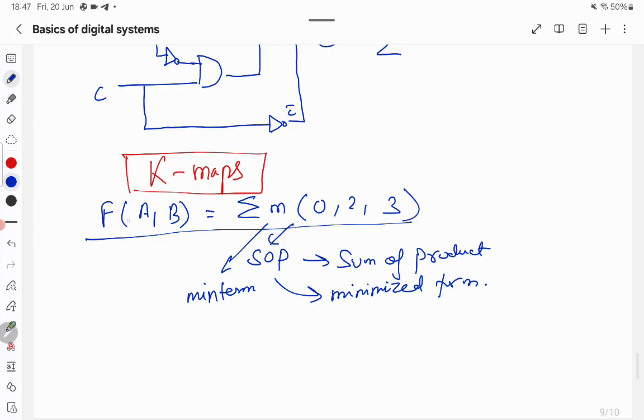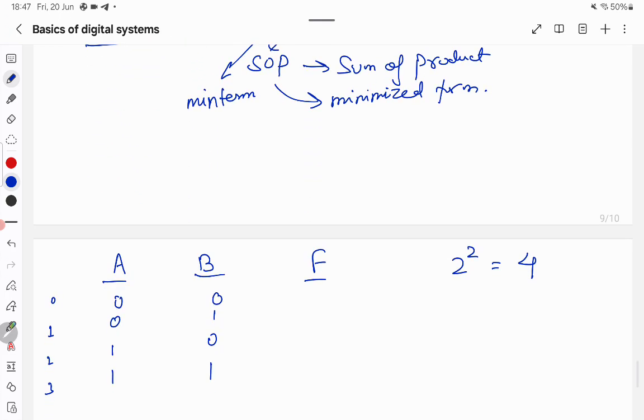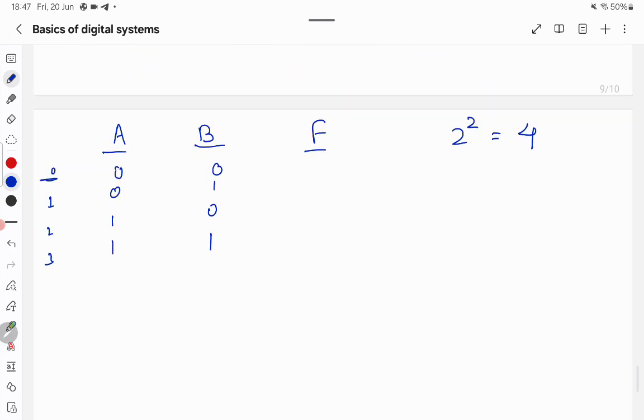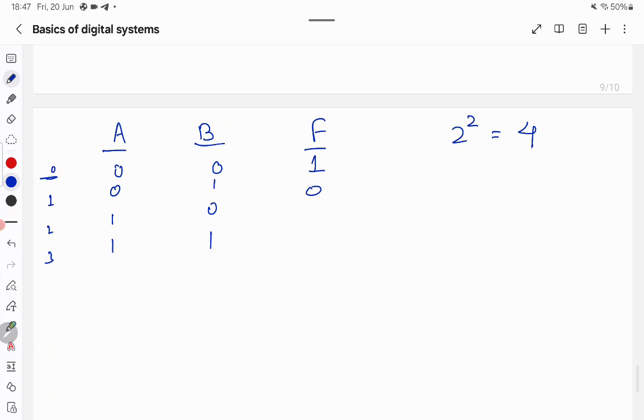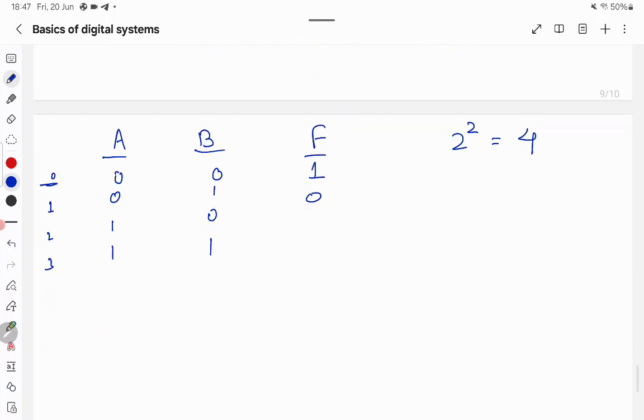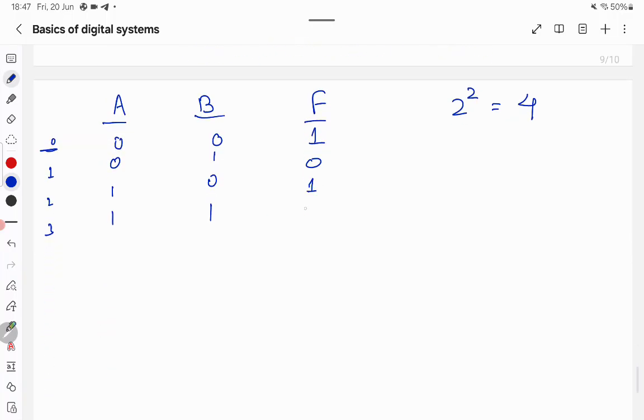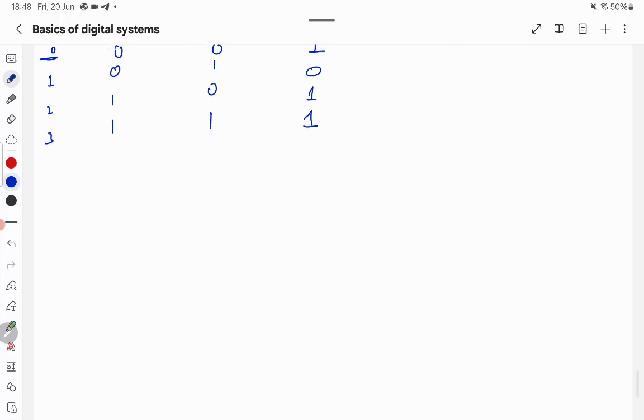At 0 our output is 1. See, here the function is given at 0, at 2 and 3. At these places our function is 1. At 1, is 1 mentioned in the function? No. So this one will be 0. At 2, mentioned? Yes. So we will have 1, and this one 1. Now let's draw the K-map of this.